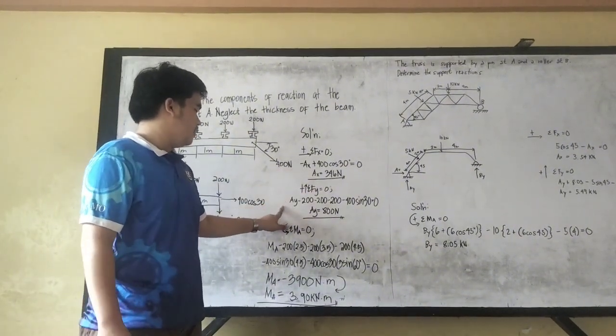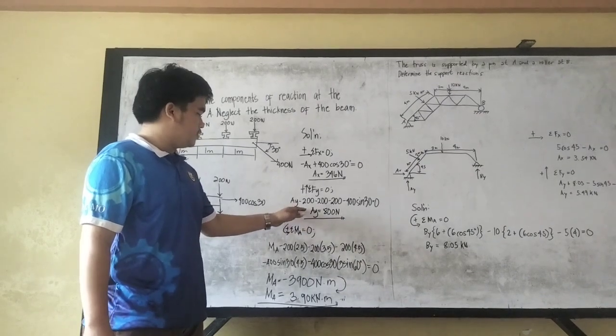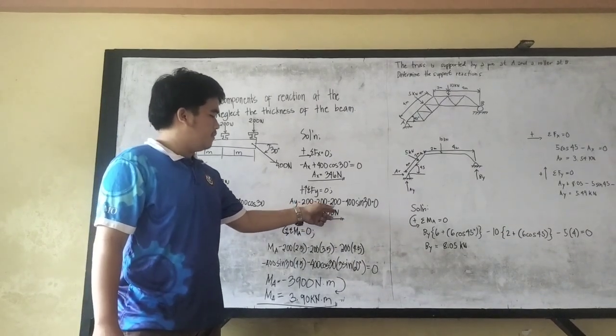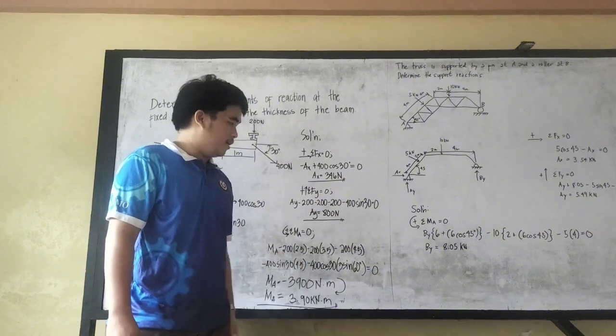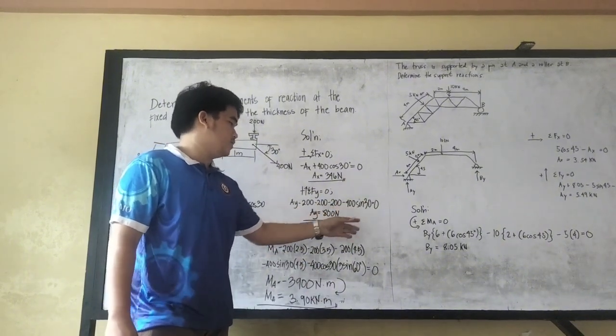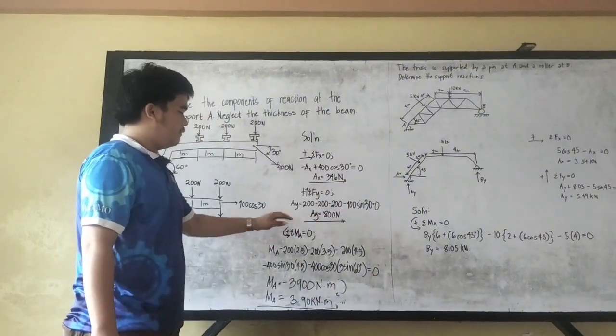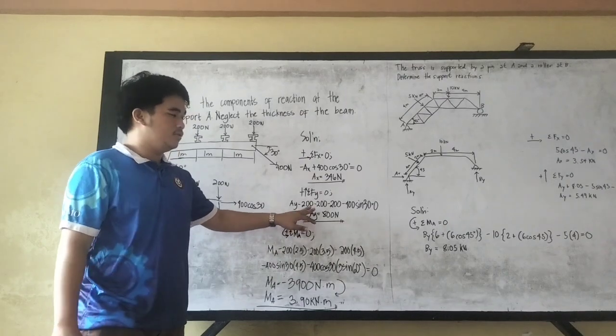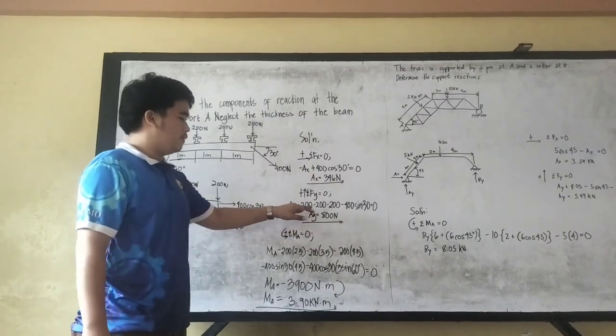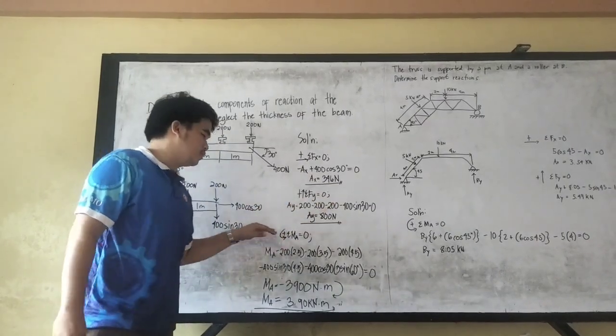Then the summation of Fy equals 0. So Ay minus 200, minus 200, then minus 200, and minus 400 sine 30 equals 0.